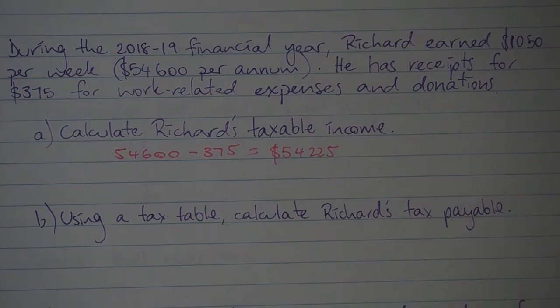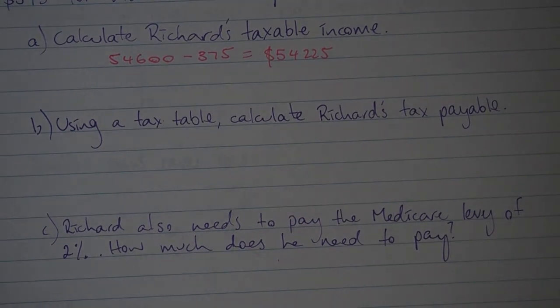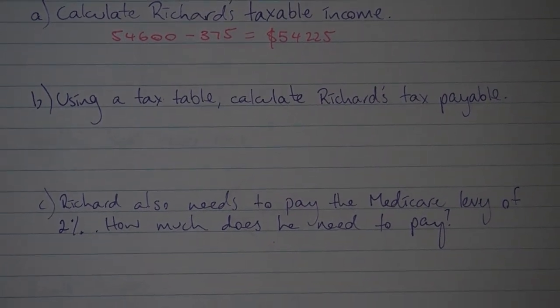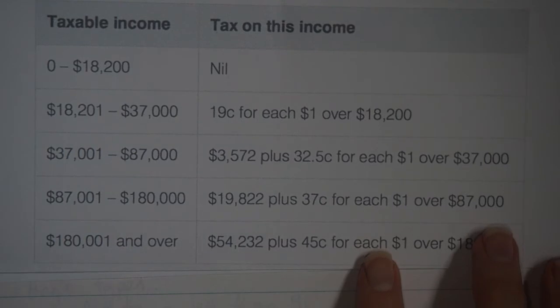Now, using a tax table, calculate Richard's tax payable. Remember, if you're asked to calculate tax payable, you will always use a tax table, and you will always be given the tax table. You will not be expected to memorize the tax table. I've just got a quick copy of one here.